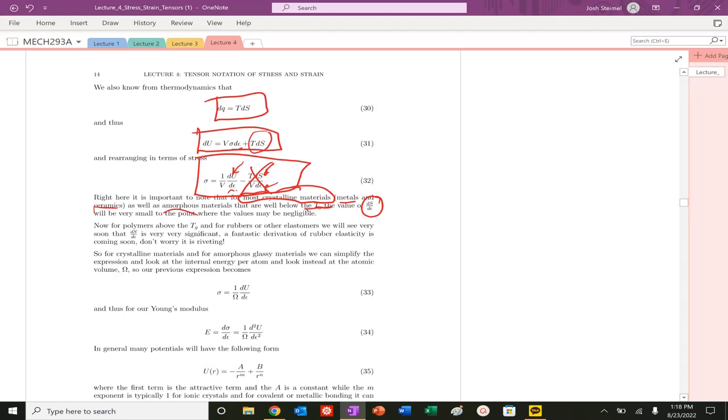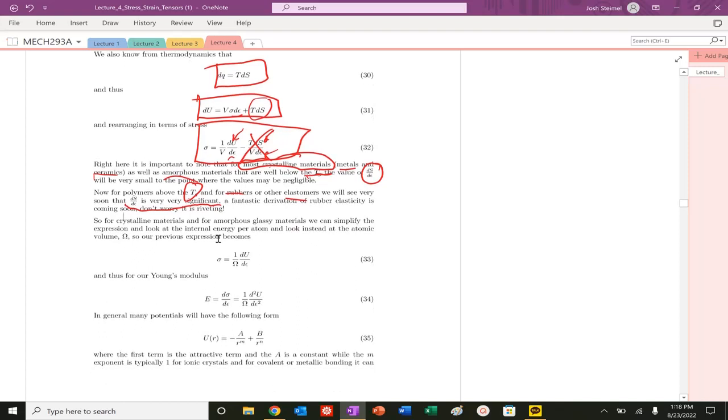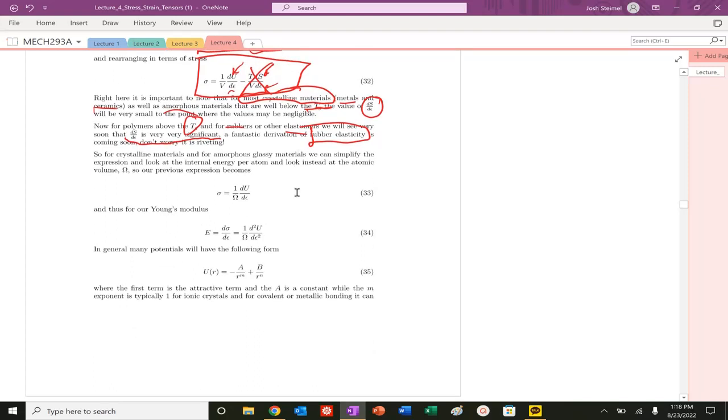So for polymers that are above Tg, for rubbers or elastomers, this term is very significant, and actually it's going to dominate essentially the system behavior. So don't worry about that. Rubber elasticity is coming right after this lecture. It's going to come soon, and then soon you're not going to like it, but then you're going to really like it, because that's how we essentially do things in this course.